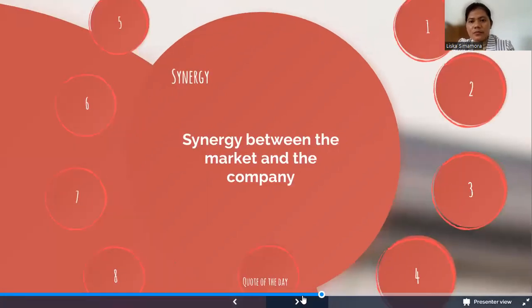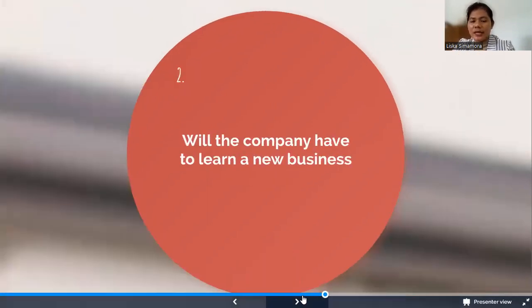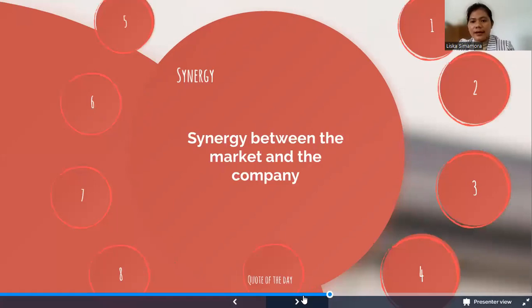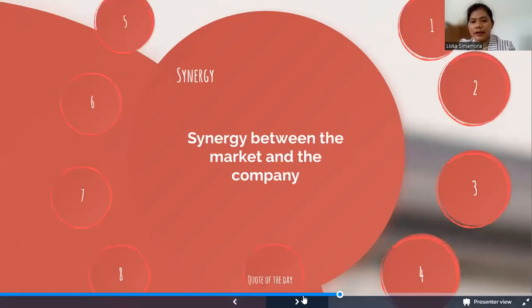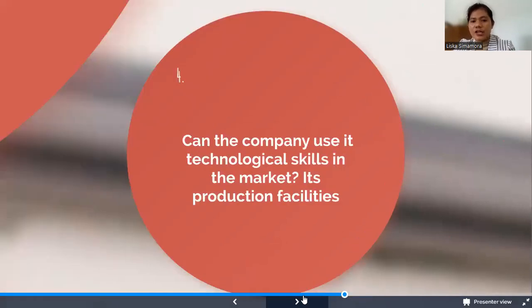Yeah. And then, will the company have to learn a new business? Of course, you have to learn to go online. And then, how well do its management talent and skills apply to this market? And can the company use its technological skills and production facilities in the market? Okay, you have to question them.